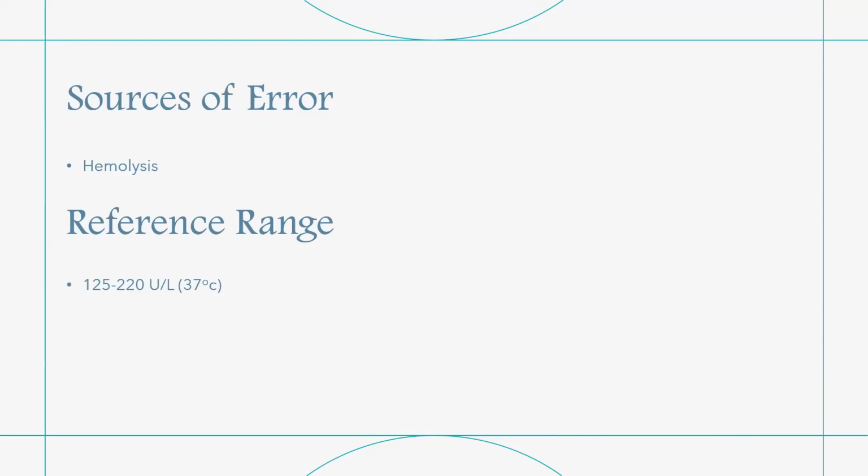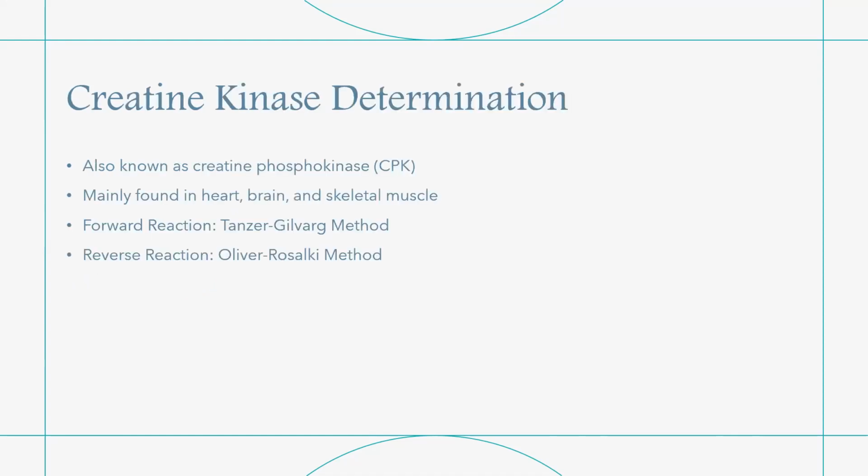Now, one of the most common sources of error in lactate dehydrogenase analysis is hemolysis, since we all know that lactate dehydrogenase has an activity in our red cells. Next in line is we have the creatine kinase determination.